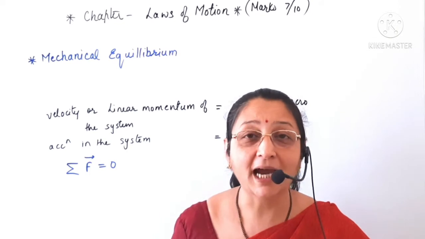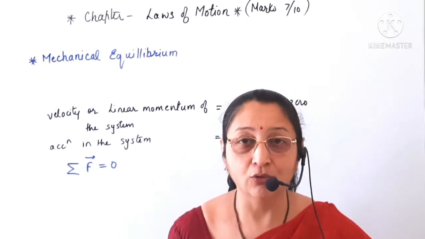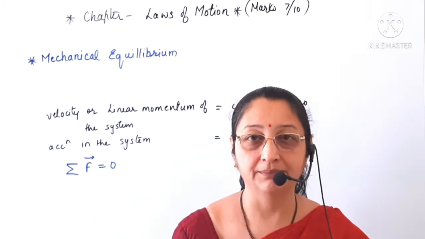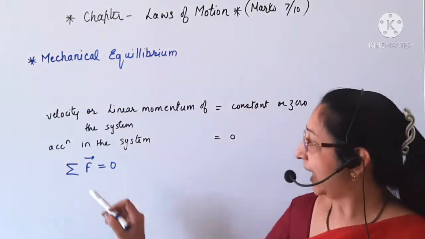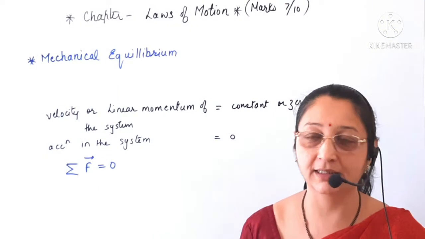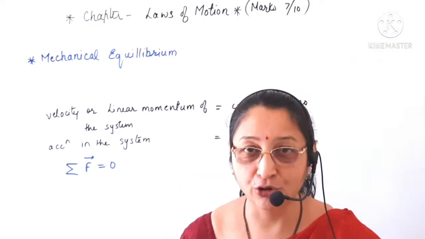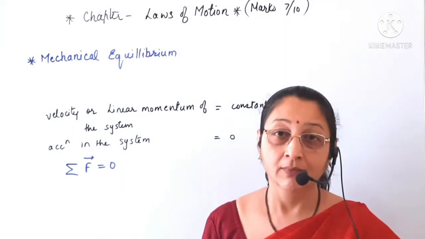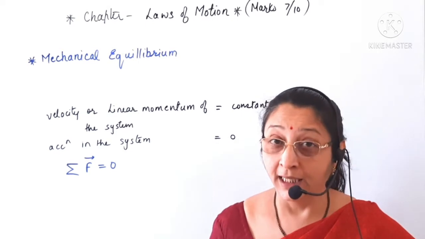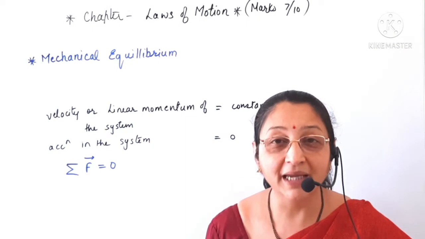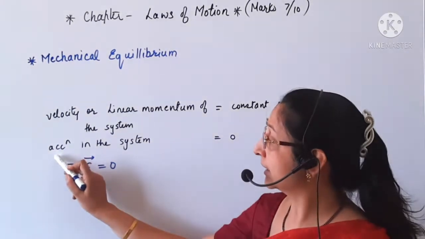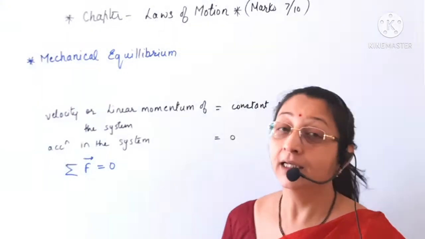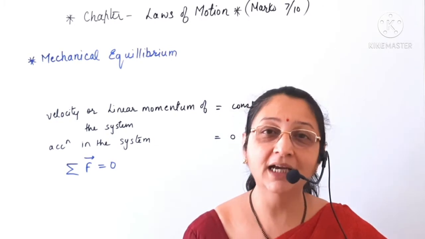If the forces acting on the system are zero, then the many particle system is said to be in mechanical equilibrium. That is, the total force acting on the system of particles should be zero. Or we can explain in other words: if the velocity or the linear momentum of the system is constant or zero, then the system is said to be in mechanical equilibrium. Also, if the acceleration of the system is zero, then again the system is said to be in mechanical equilibrium.